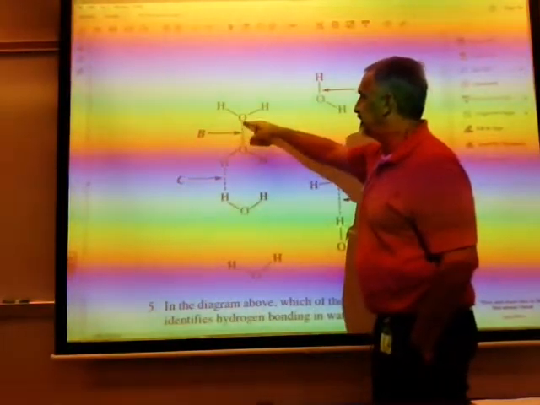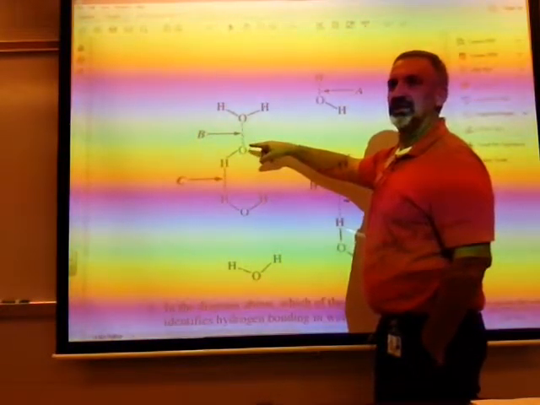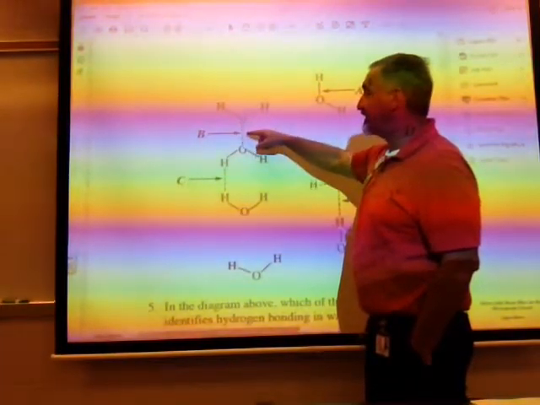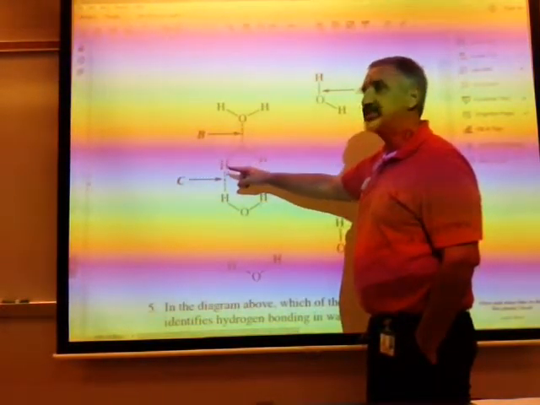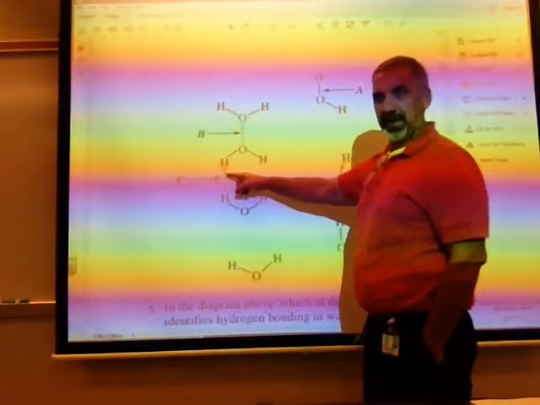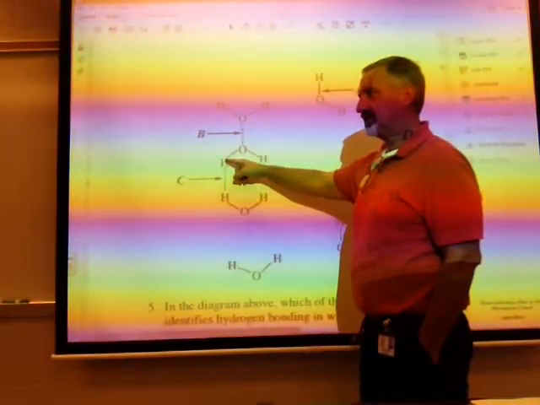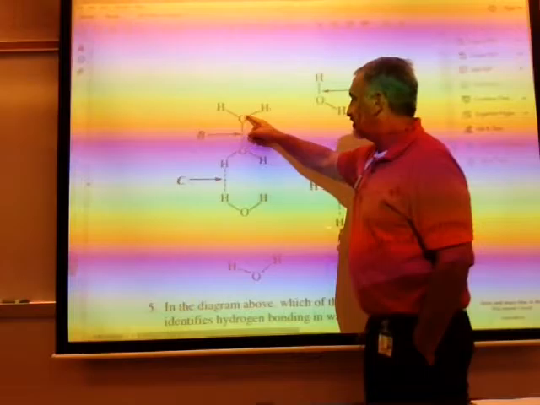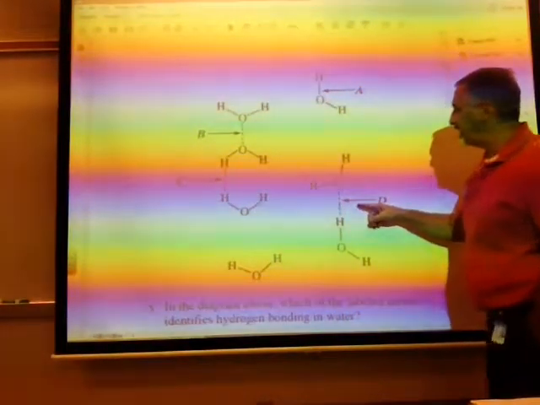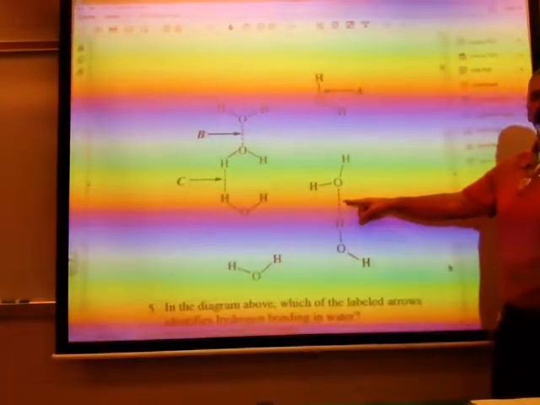What's wrong with B? B is oxygen to oxygen, because it's negative attracted to negative, right? What's wrong with C? Positive to positive. Okay? So these aren't attractions. So here, this is the hydrogen bond.